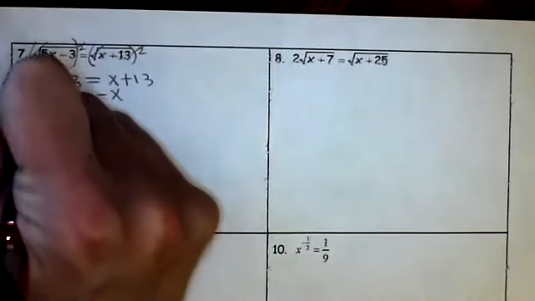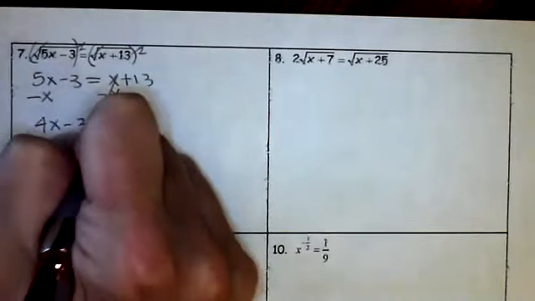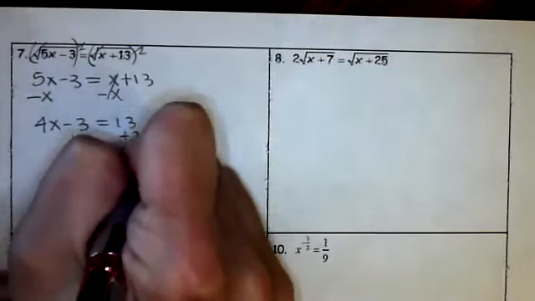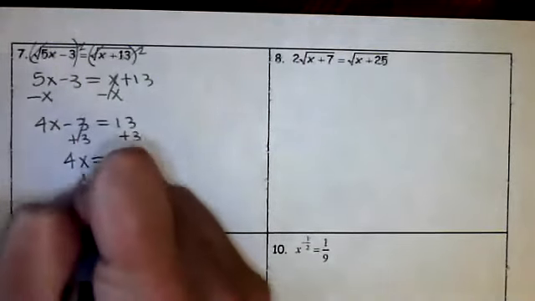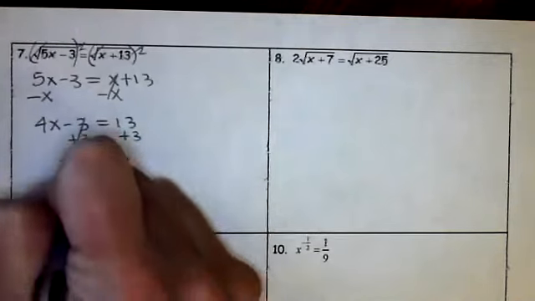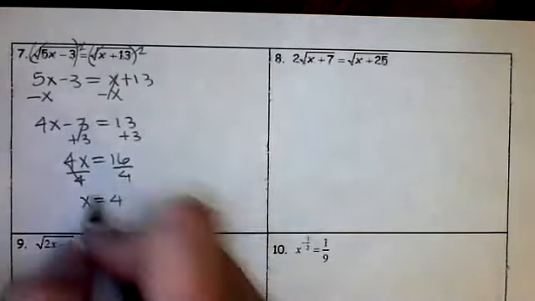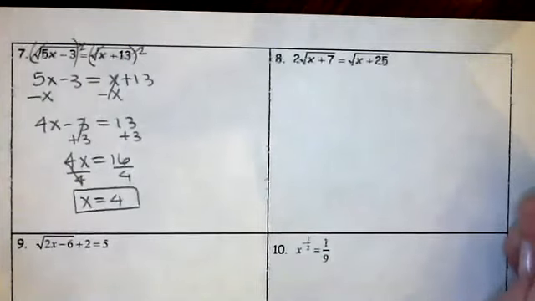I'm now solving like normal, so I subtract this x to get it to the other side, and we get 4x minus 3 is equal to 13. I add 3 to get it to the other side, and we get 4x is equal to 16. We divide by 4, x is equal to 4. I check my work, and this one works. So there we go. All right, number 8.